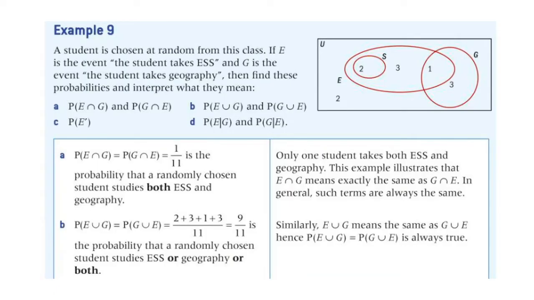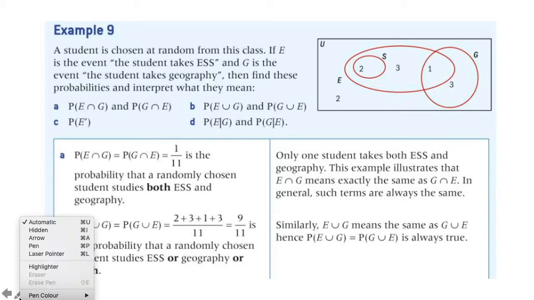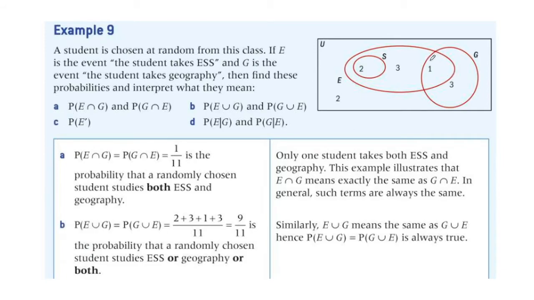So we're going to go over this question and I'm going to explain why it's significant. A student is chosen from this class. E is the event the student takes ESS and G is the event the student takes geography. Then find these probabilities and interpret what they mean. So first of all, we're going to do E intersection G. Now you should know by now the intersection is where they cross over. So in this intersection, there is one number. You need to add all the numbers together out of a possible of 11. So this is why we get one number out of 11.